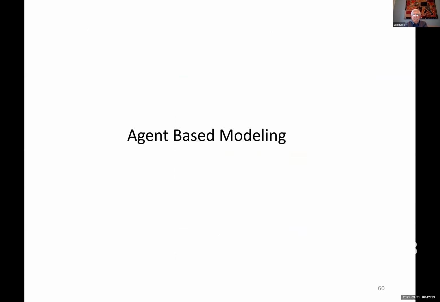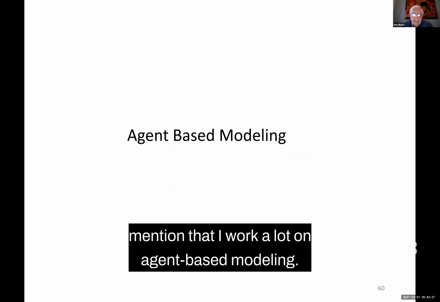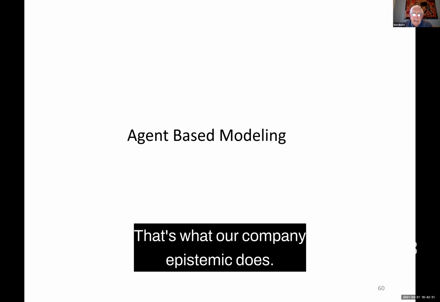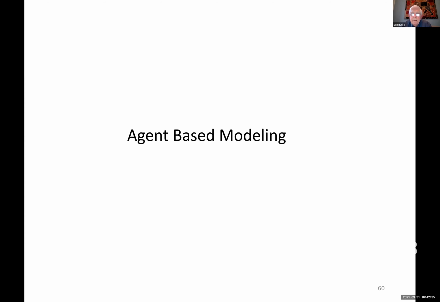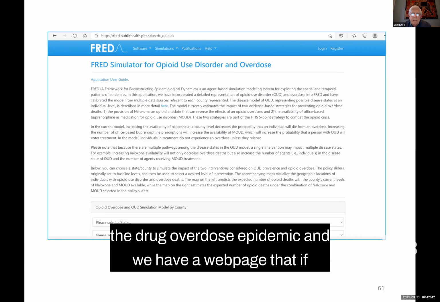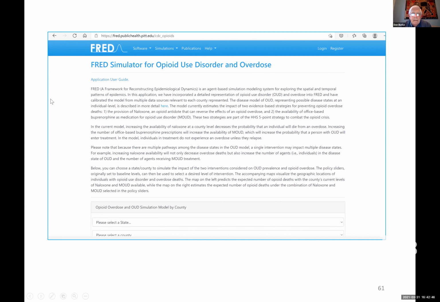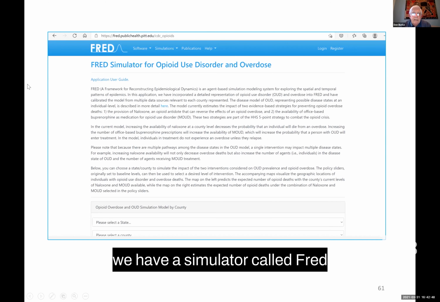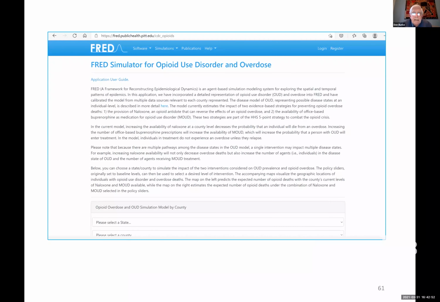We've also done some agent-based modeling. I mentioned that I work a lot on agent-based modeling. That's what our company Epistemics does. But we've done some work through the university, funded by the CDC, to develop some agent-based models of the drug overdose epidemic. And we have a web page, if you're interested, with a simulator called FRED, the Framework for Reconstruction of Epidemiological Dynamics.